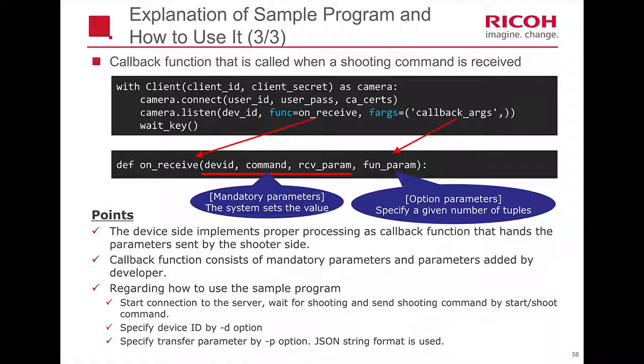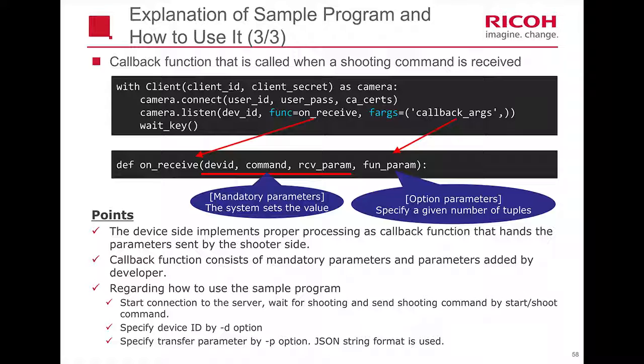This slide shows the code implemented on the device side. On the third line, you can see the listen method. The arguments to it are the device ID, and additionally a callback function and its argument of type tuple. In this example, the callback function onReceive is specified. This function consists of three mandatory parameters that are set by the system and option parameters that the developer can specify.